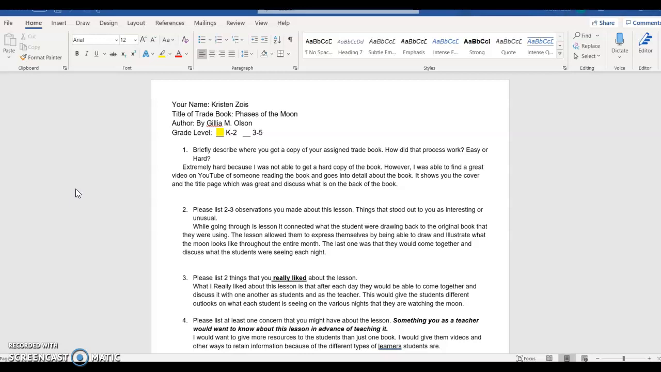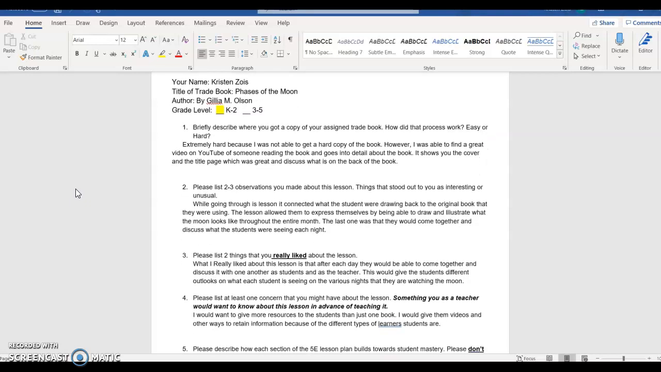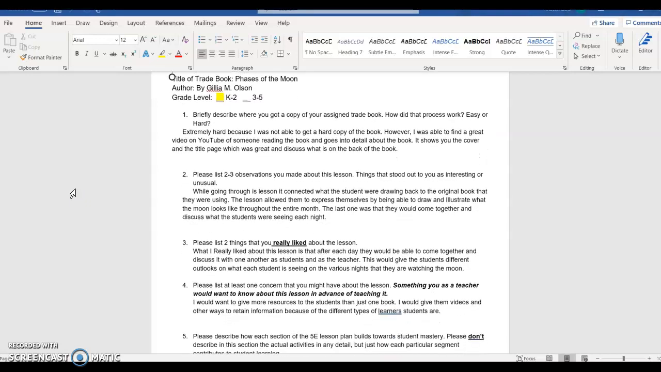So I decided to do it on phases of the moon, and here is basically my description of it.